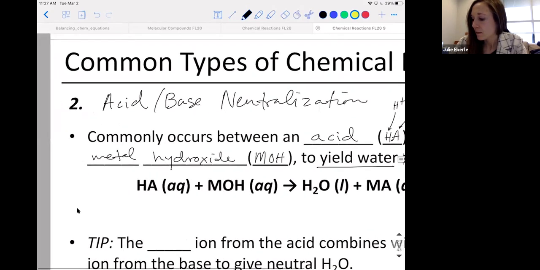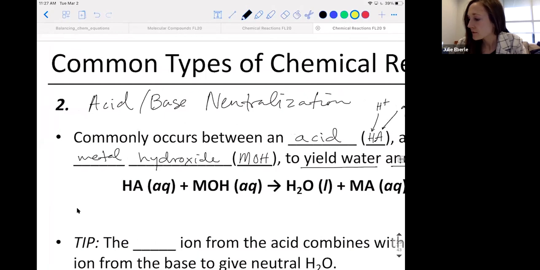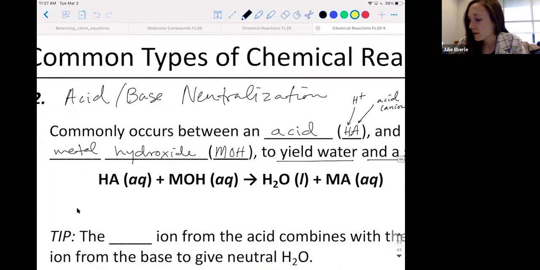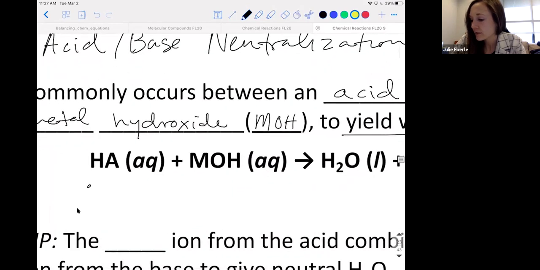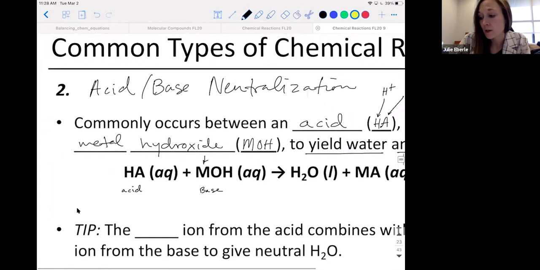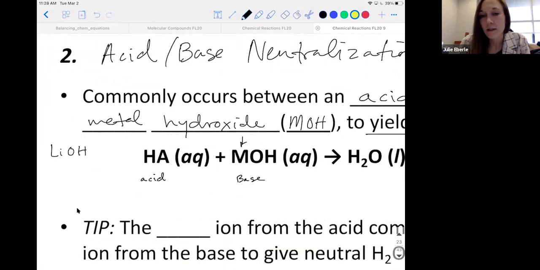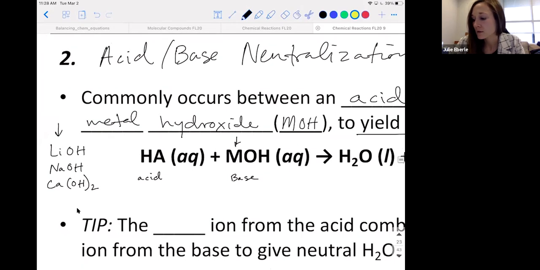All right, here's a very generic equation just underneath. We see HA aqueous, so this is obviously the acid. And then we see MOH, this is the base. And if M stands for metal, let's think of some actual practical examples. We could have some very common ones. You could have LiOH, lithium hydroxide. You could have NaOH, sodium hydroxide. Another example would be calcium, which is a +2, so you'll need 2 hydroxides, Ca(OH)2. These are all examples of really strong bases. And notice all these cations are metals.